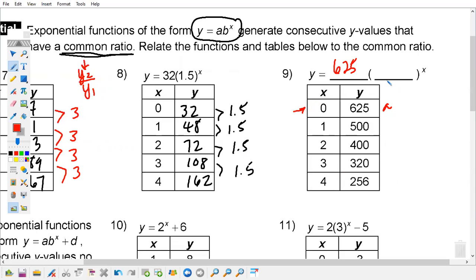Okay. And then what was your parenthesis value? 0.8. Why is it 0.8? It's your common ratio, right? Yes. And when we did 500 divided by 625, we got 0.8. Wait. You did 625 divided by 500. Switch it. Oh. It's y2 divided by y1. See the difference?